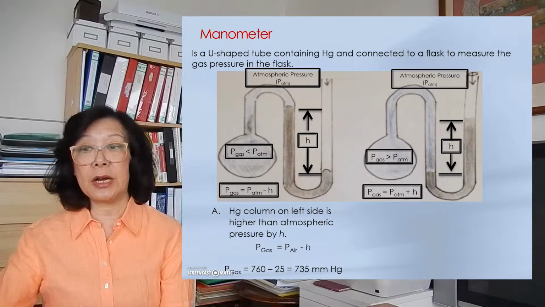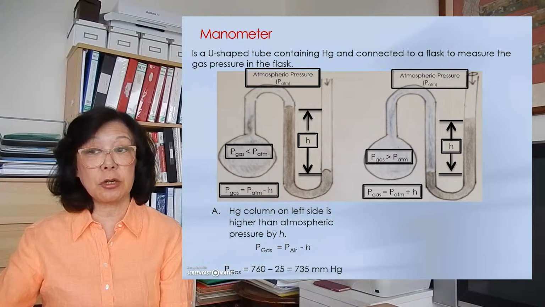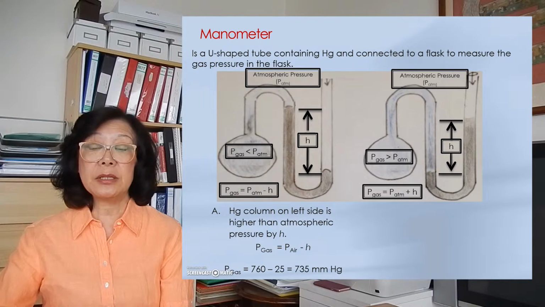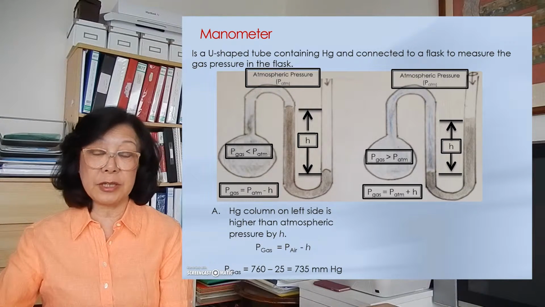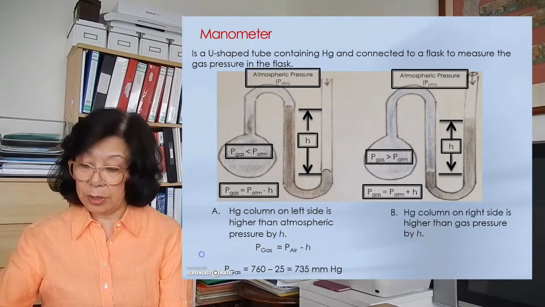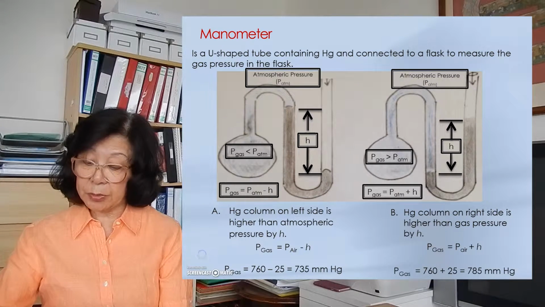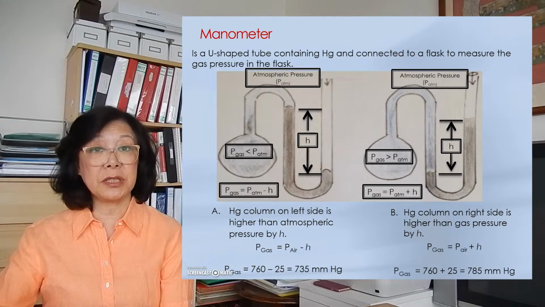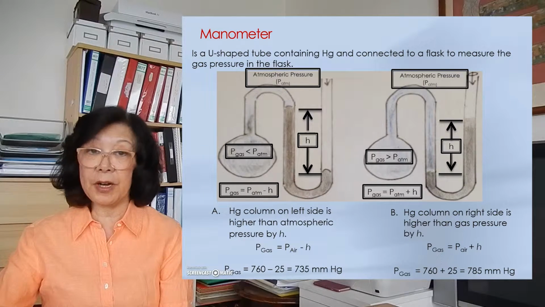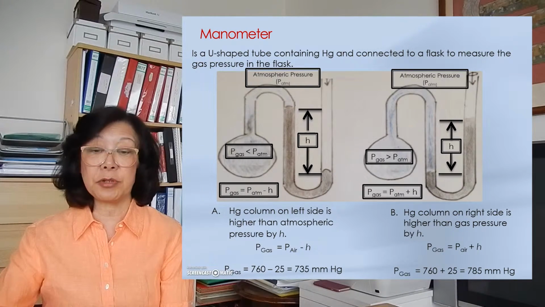Now, on the right diagram, you can see the column is taller on the right arm, meaning the gas is greater in pressure than the air by the distance of h. So when we calculate the gas pressure, we add 25 to 760, which is 785 millimeter mercury for the gas pressure.